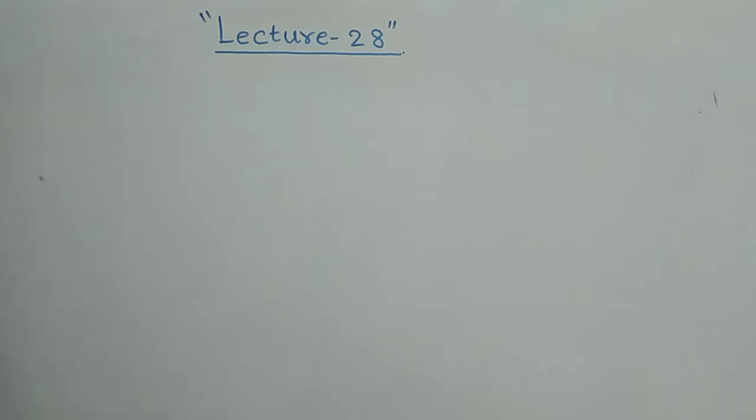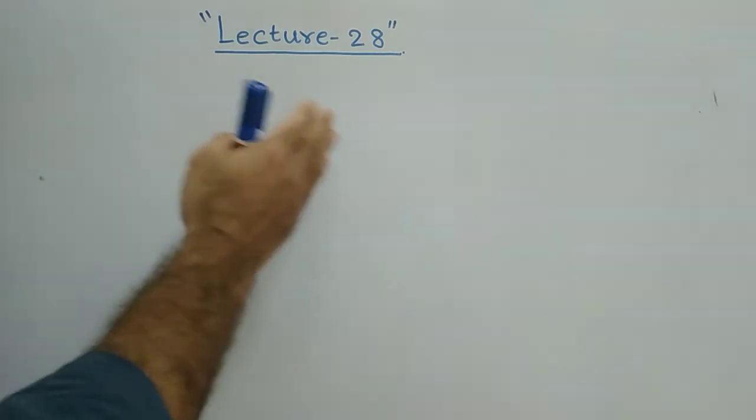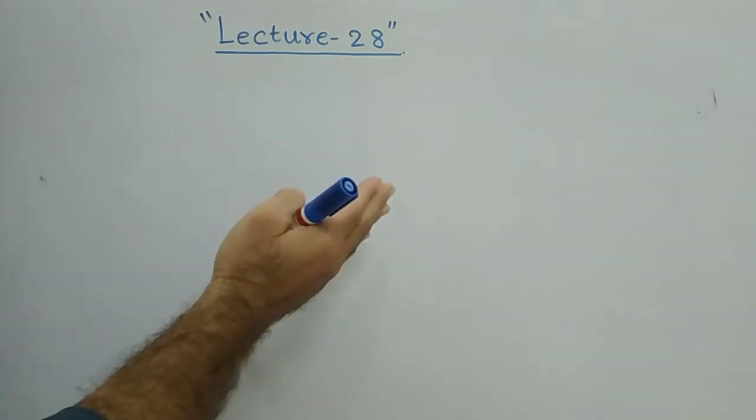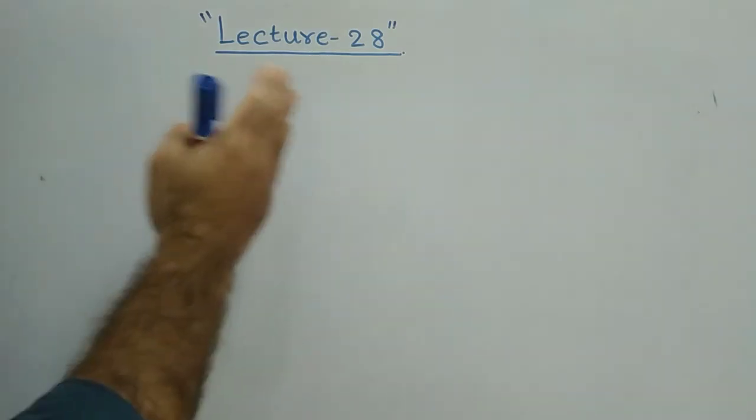Let us start today's presentation, which is lecture number 28, and it is the continuation of our previous lecture, lecture number 27. There we have seen the time response of a second order system. And in yesterday's presentation, we have seen the basic block diagram of a second order system, and thereby the transfer function, that is C of S by R of S, for the second order system.